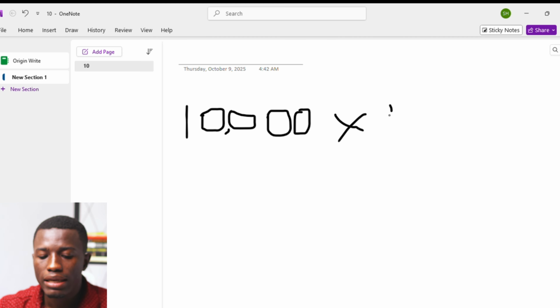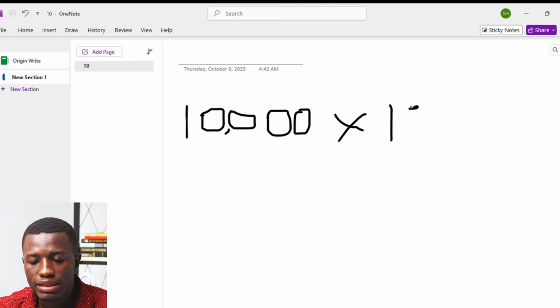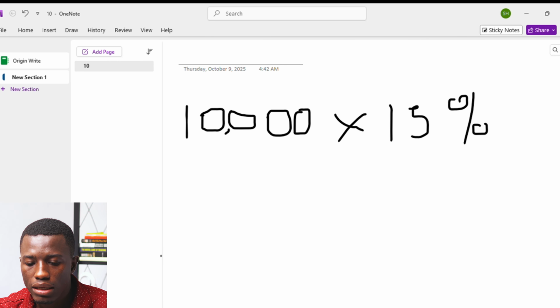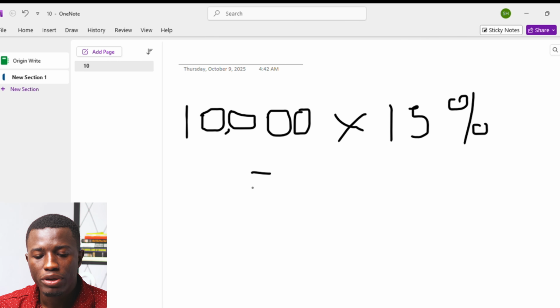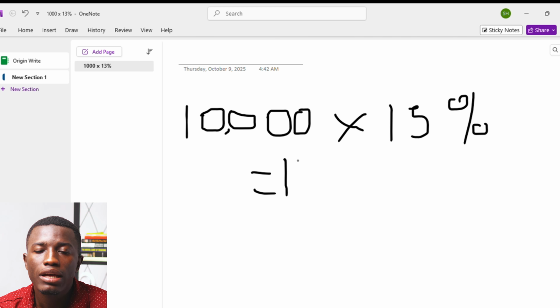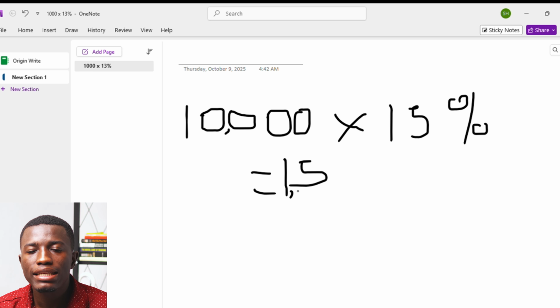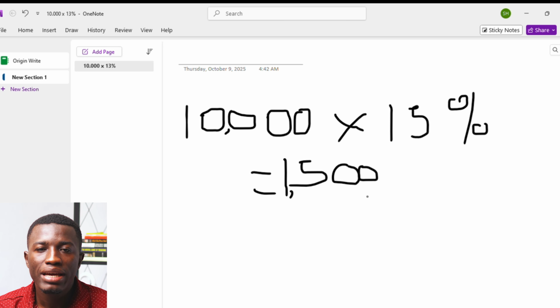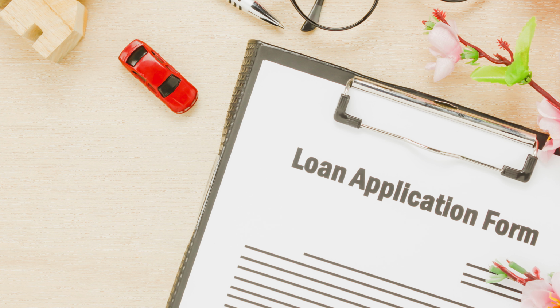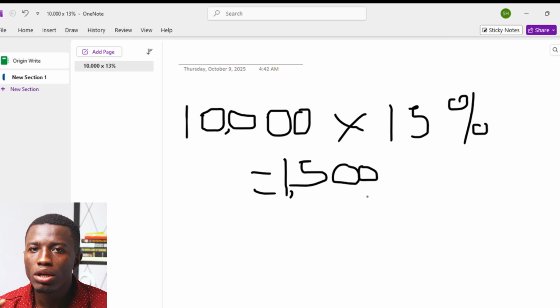I will need a calculator to know the answer. So simply put, I'll be making 1,500 Ghana cedis for that particular annual period. That is it. If you are investing 10,000 for an annual period at a rate of 15%, you will make 1,500. So if you are investing any amount of money and they are giving you any interest, you simply multiply that amount of money by the interest.